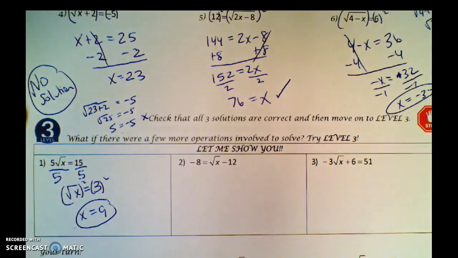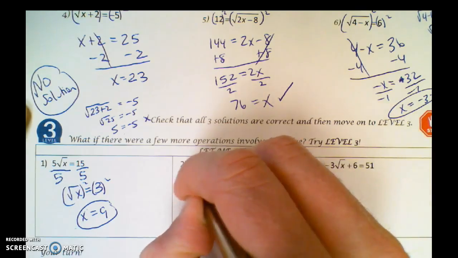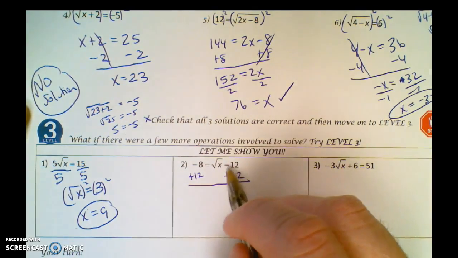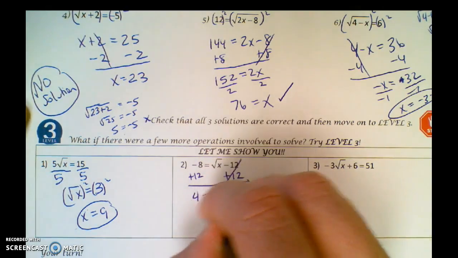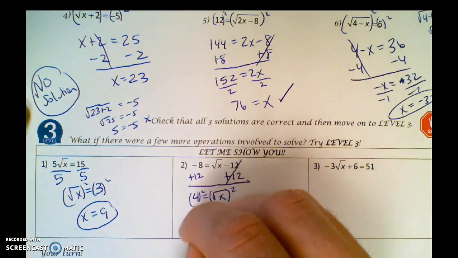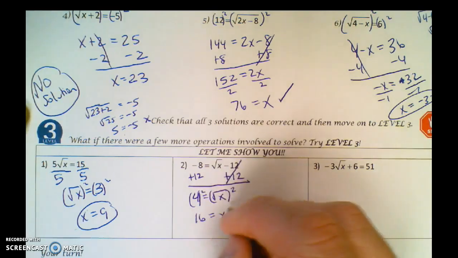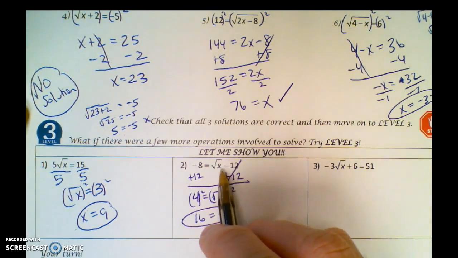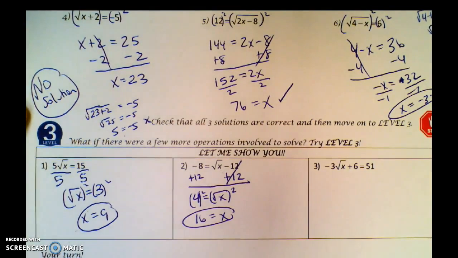So you're good. For this problem, you need to add 12 to both sides. Notice the only reason I can add the 12 is because it's on the outside of the radical. So 4 equals the square root of x, and then I can square both sides. 16 equals x. Plugging in 16, 16 square rooted is 4, 4 minus 12 is negative 8, so that one's okay as well.